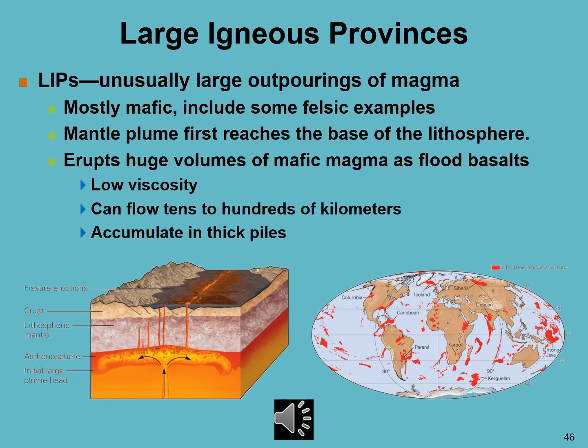A large igneous province, or LIP, L-I-P, is a region in which large volumes of lava and/or ash erupted over a relatively short interval of time. These are low viscosity mafic basalts that flow for tens to hundreds of kilometers. These are termed flood basalts. The largest of these is the Ontong Java Oceanic Plateau of the Western Pacific that covers an area of 5 billion square kilometers on the seafloor and has a volume of 50 million cubic kilometers of basalt.